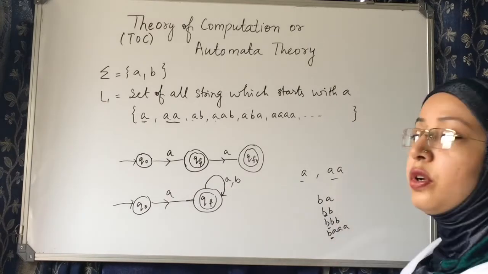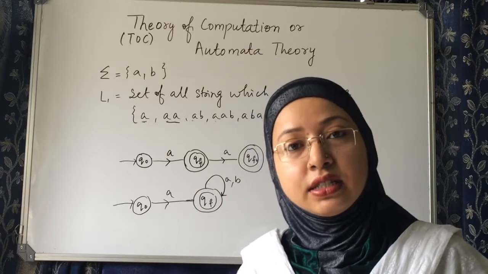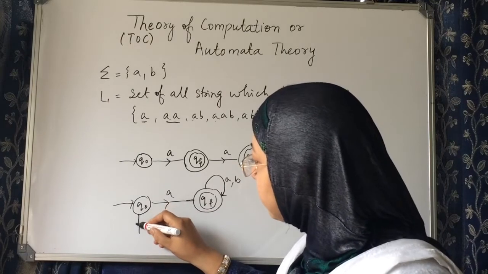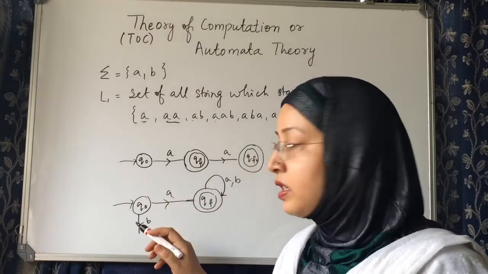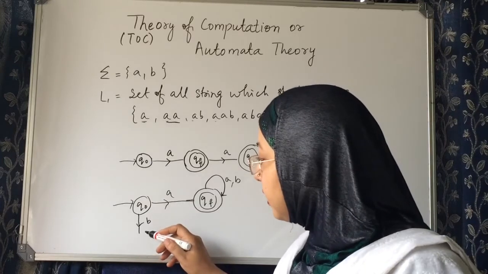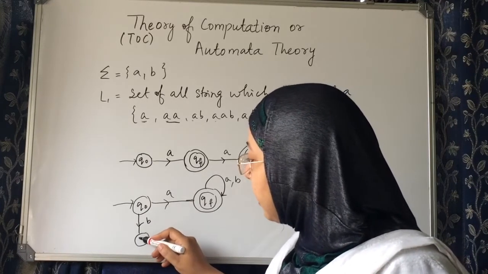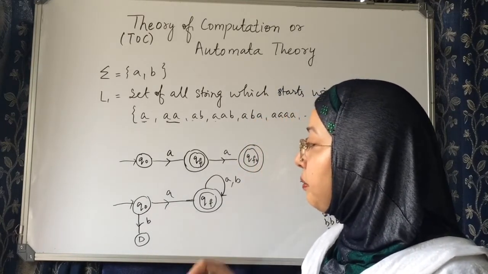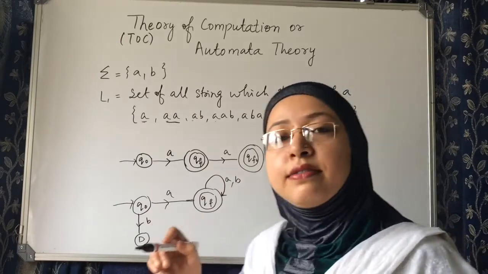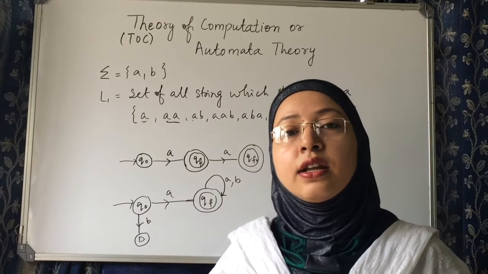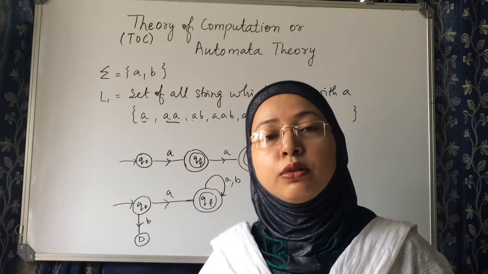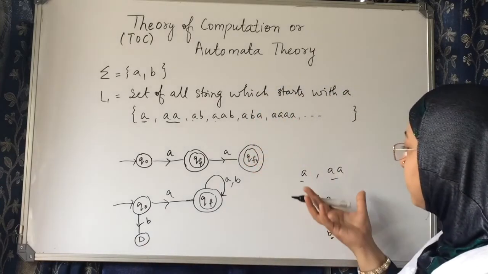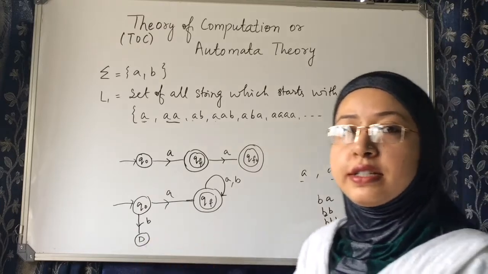And if at the beginning the string is BA, BB, BBB, BAAA, anything which starts with B, we have to show that it is not acceptable, it is rejected. Then how can we show these strings? We can take another transition on B from Q0. Since Q0 is the initial state, we will take another transition from Q0 on B to another state called the dead state. What is a dead state? A dead state is a state from which the final state is not reachable. And we want to show that the strings which start with B go to the dead state.